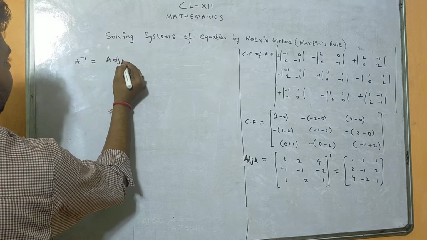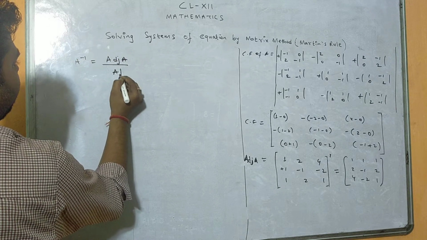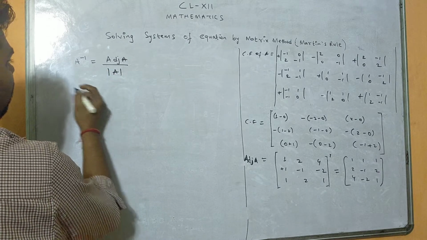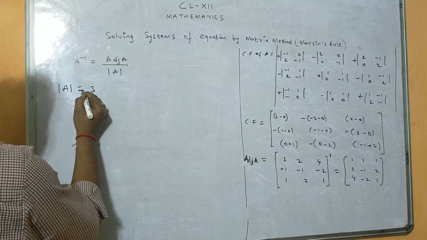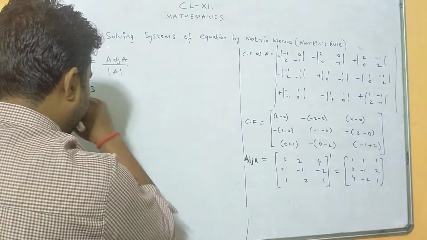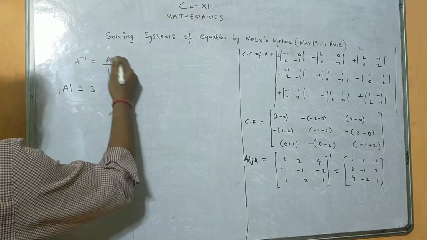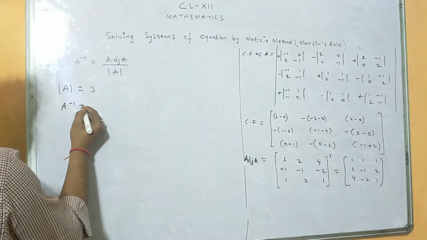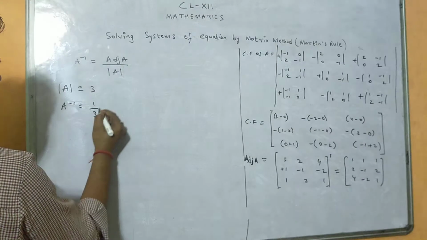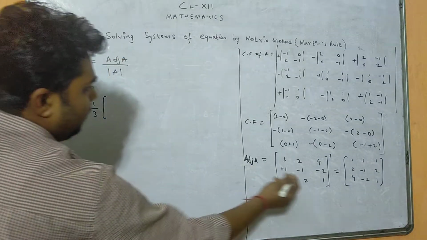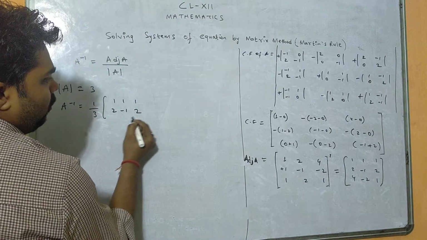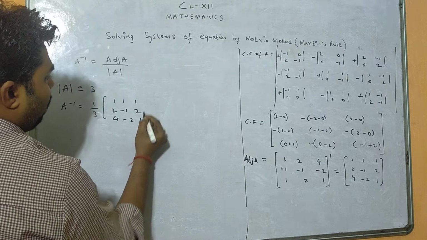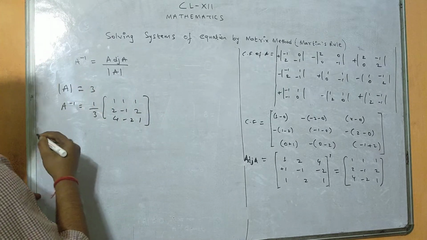The formula was adjoint A by det A, right? So det A we have got here, value 3. This one we have solved, and we got the value as 3 here. Now adjoint A also we got. So what will be our A inverse? Our A inverse will be 1 by 3 adjoint A, that is 1, 1, 1, 2, minus 1, 2 and 4, minus 2, 1. So this is our adjoint A, right?